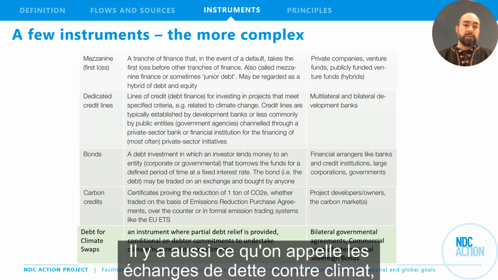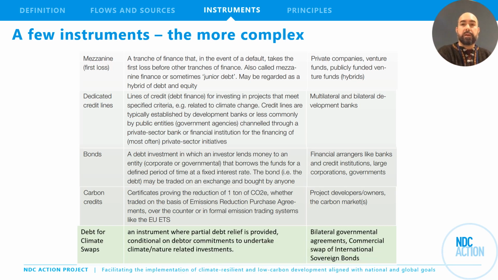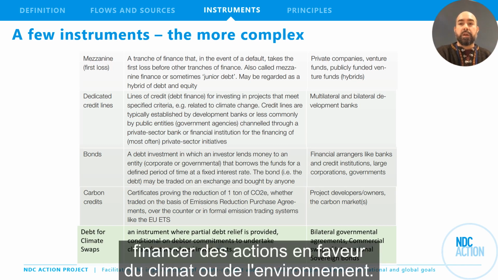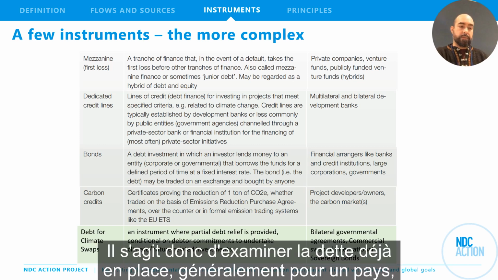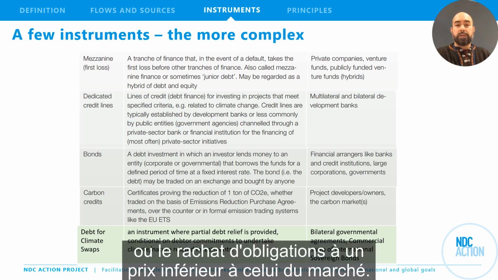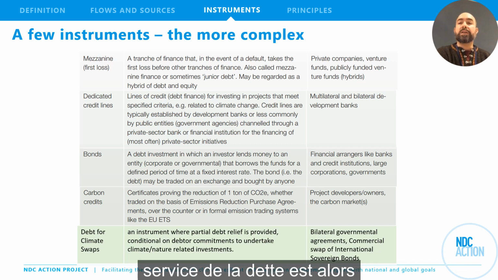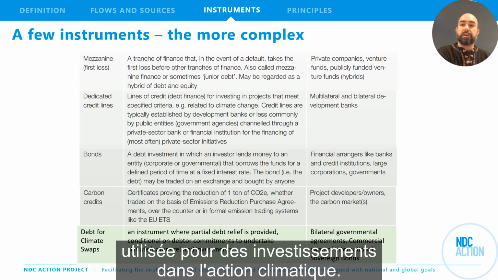Then we have also something called debt for climate swaps, which is basically an instrument, we can call it that, where debt relief is used to finance climate action or environmental action. So looking at the debt that is already in place, usually for a country, it can involve the sale of bonds or the repurchase of bonds at a lower price, and then the money saved from servicing the debt is used for investments in climate action.